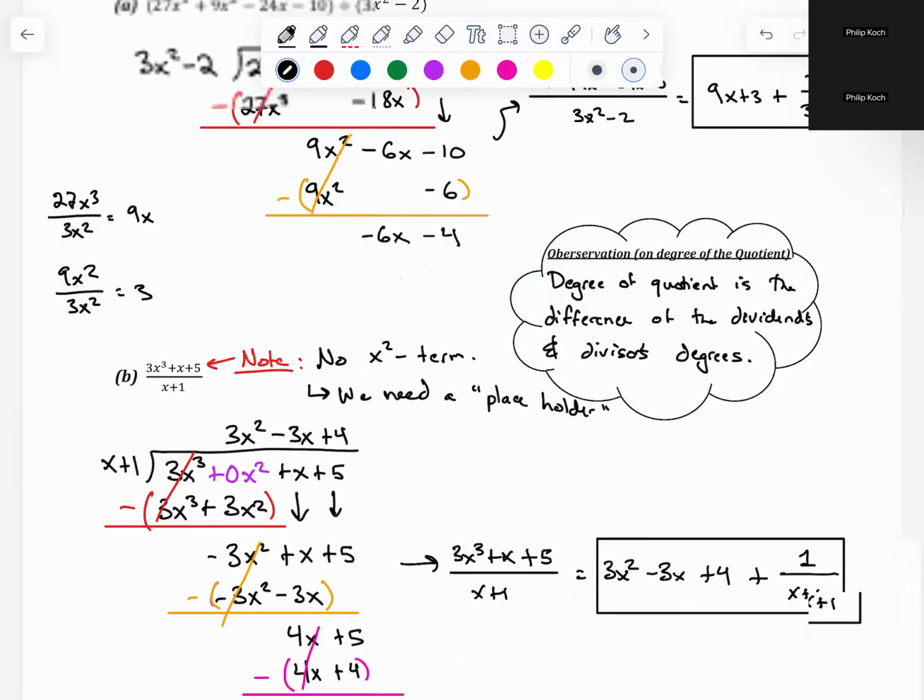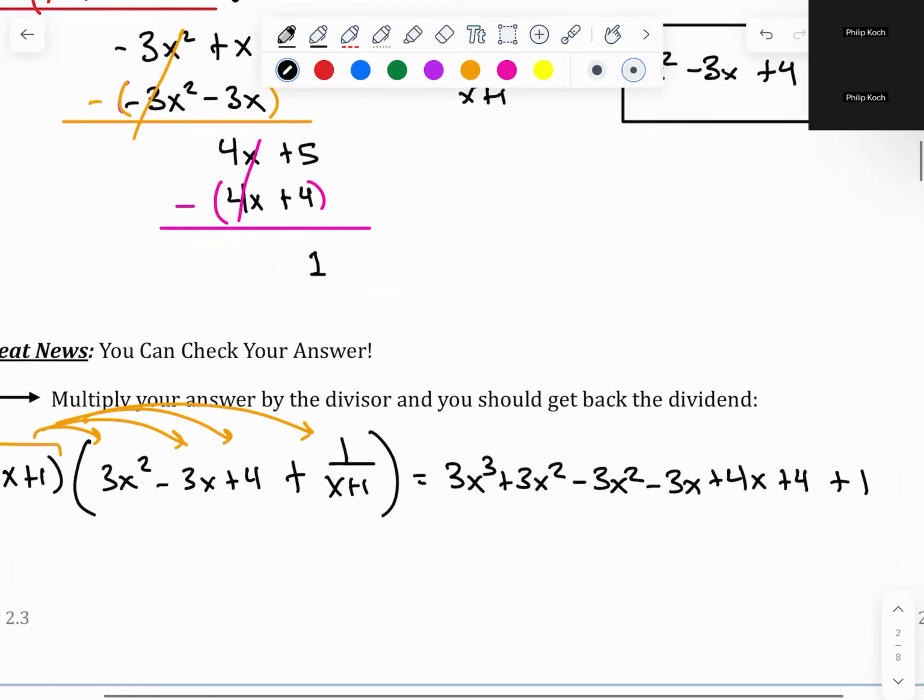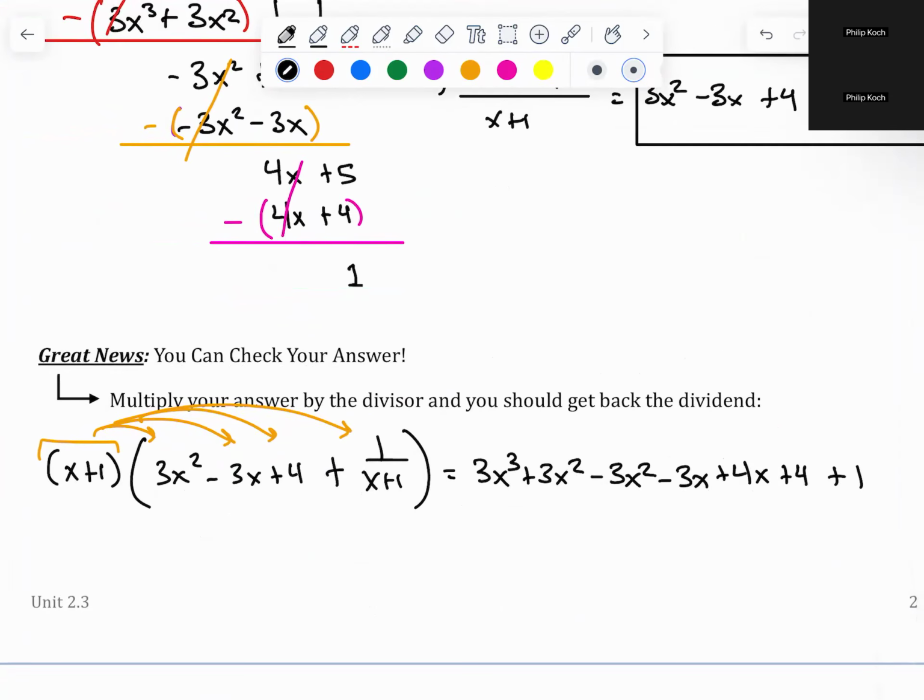All right. So just to explain what happened in this case, I'm distributing it into each one. When x plus 1 gets distributed into 3x squared, I get a 3x cubed plus a 3x squared. Then when I distribute it into the minus 3x, x times negative 3x is negative 3x squared. Negative 3x times 1 is minus 3x. Then I distribute it into the 4. 4 times x is 4x. 4 times 1 is 4. And when I distribute it into the 1 over x plus 1, the x plus 1s cancel, giving me just a 1. And when you combine like terms, you get 3x cubed.